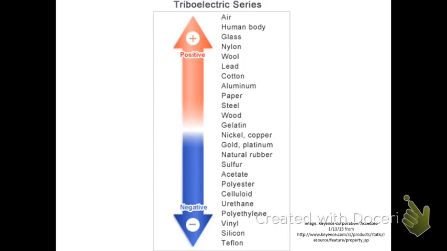The triboelectric series, you're just going to need to know basically how it works. The farther up the scale you are, the more positive you're going to be, or the more likely you are to give up electrons and become positive. The farther down the scale your material is, the more likely it is to take electrons and become negatively charged. So if I rub, let's say, polyethylene and wood together, odds are the wood will become positively charged, polyethylene will become negatively charged. Alternatively, if I rub wood and wool together, then odds are the wood will become negatively charged, the wool will become positively charged.